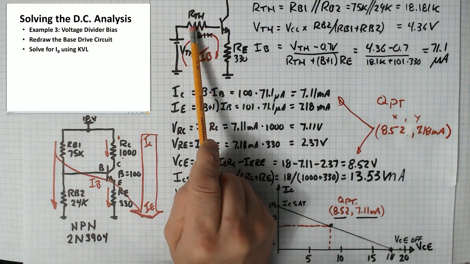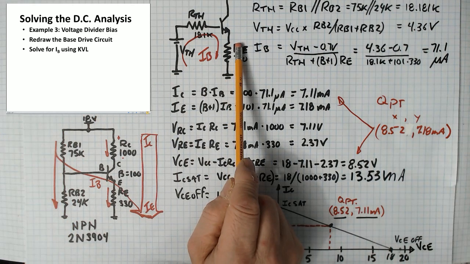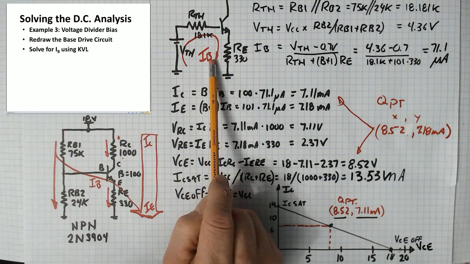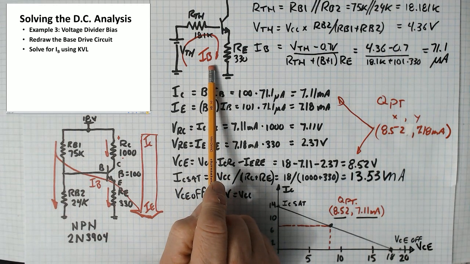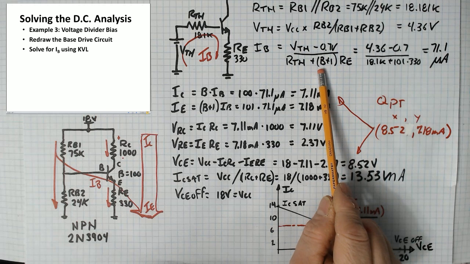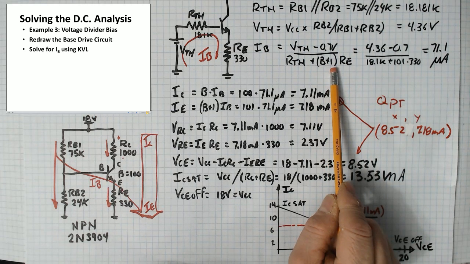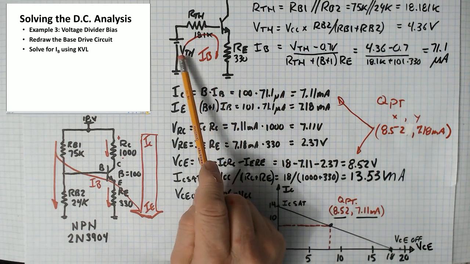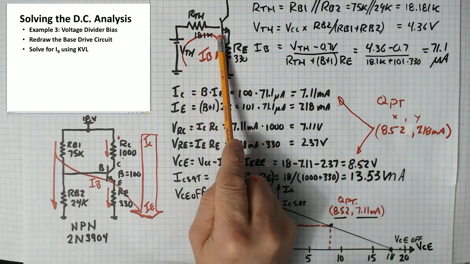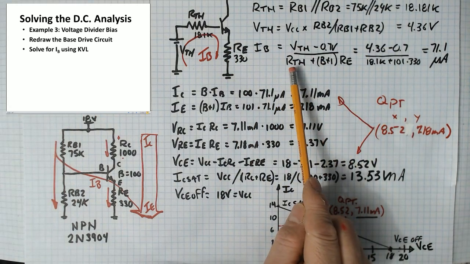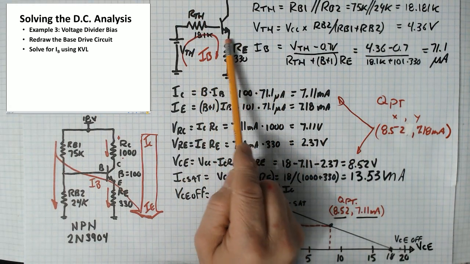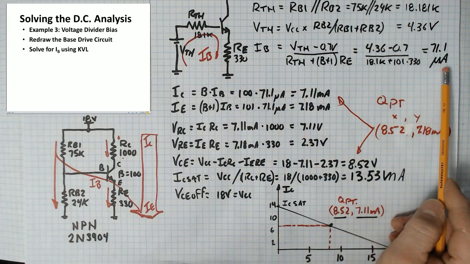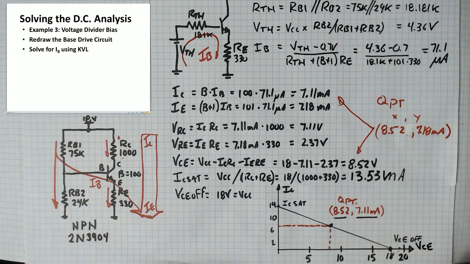This resistor here, we would use its value directly, but in order to find IB, we need to move this resistor over to the base side and get its equivalent resistance as looked at from the base. And we do that by multiplying it by beta plus 1. So IB, a voltage over a resistance. Which voltage? 4.36 minus 0.7. That's over here. Which resistance? Well, that would be this resistance plus beta plus 1 times this resistance. Put those numbers in, you should come up to 71.1 microamps.